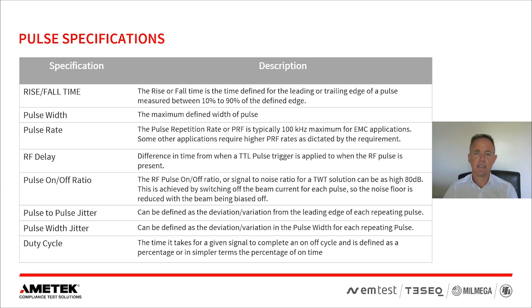Pulse-to-pulse jitter. Deviation and variation from the leading edge of each repeating pulse. Pulse width jitter is the deviation or variation in the pulse width for each repeating pulse. Duty cycle. The time it takes for a given signal to complete an on-off cycle and is defined as a percentage, or in simpler terms, can be defined as the amount of time or percentage the signal is on.